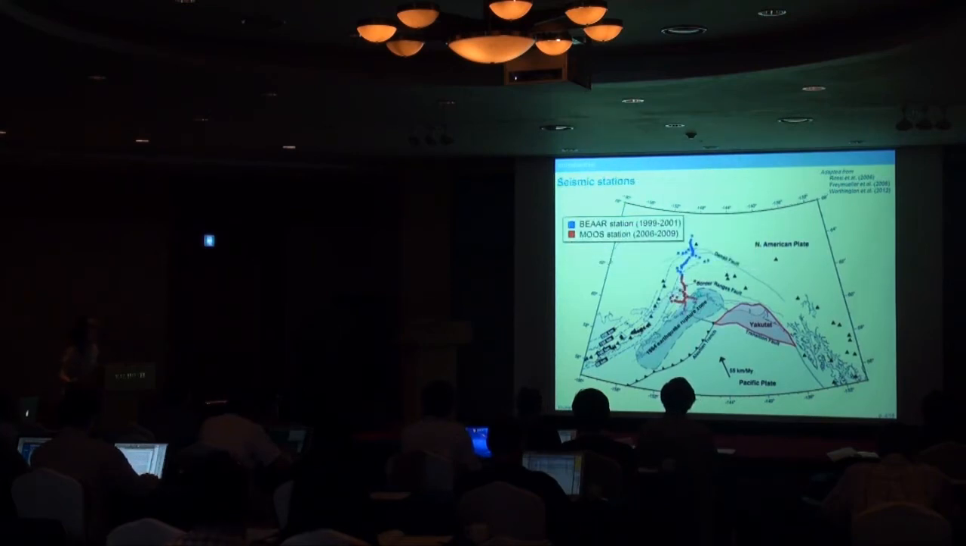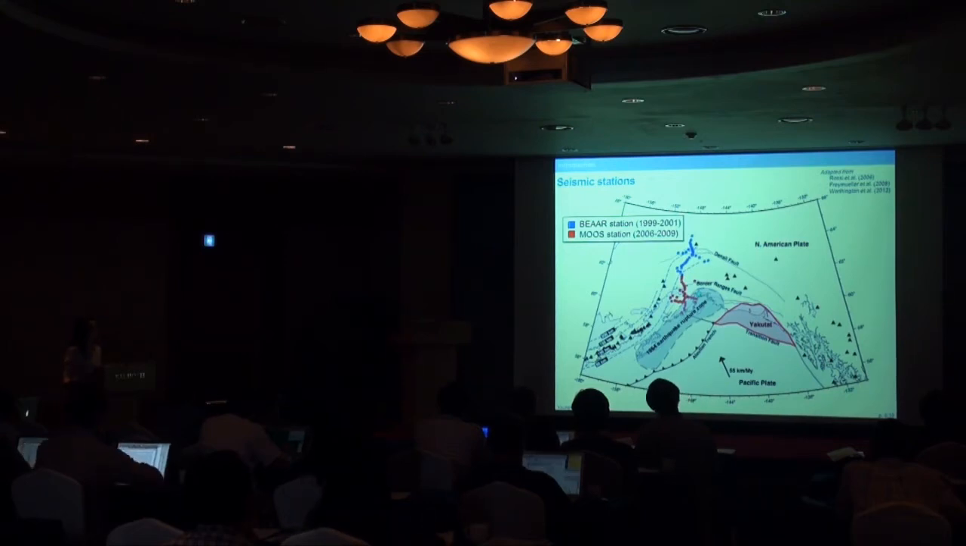So we use two different array data sets in southern and central Alaska, MOOS here and BEAR. Though these stations were operated in two different time periods, we use this array data set to image the subduction structure.